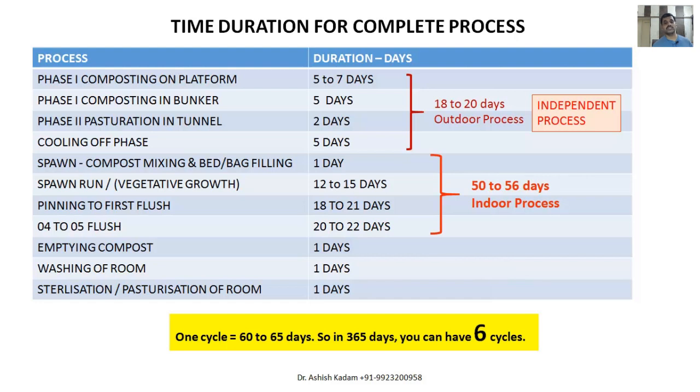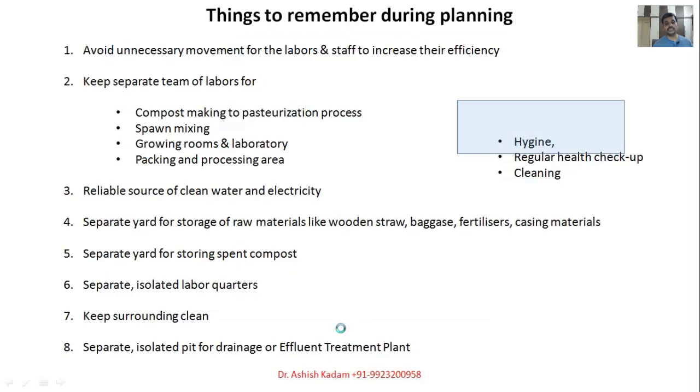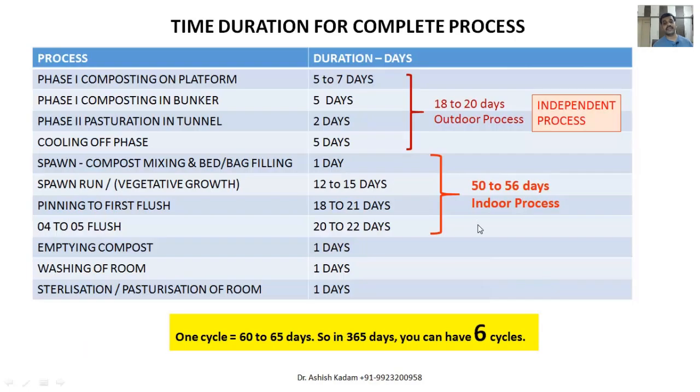So in total we have seen 50 to 56 days, so let us assume 60 to 65 days. Again, I'm taking 10 days more in this entire calculation to be more practical. So you will get around 60 to 65 days, and you can have a total of 6 cycles in 1 year.